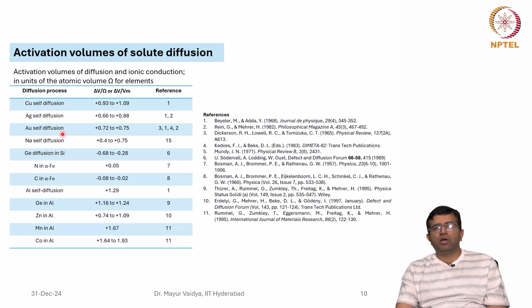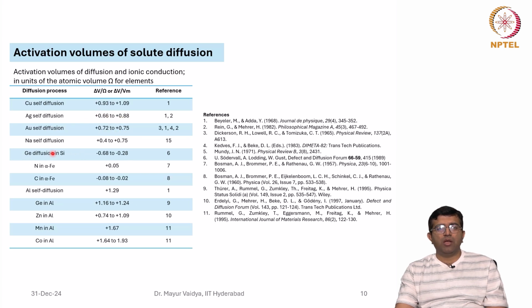So these are the values of the activation volumes that are given for diffusion and ionic conduction also. You can see, for example, these are very small numbers usually. For example, in copper it is 0.93 to 1.09. For silver it is 0.6 to 0.88. For gold self diffusion it is 0.72 to 0.75. So these are not very large.